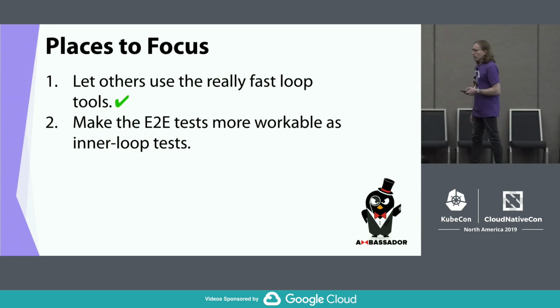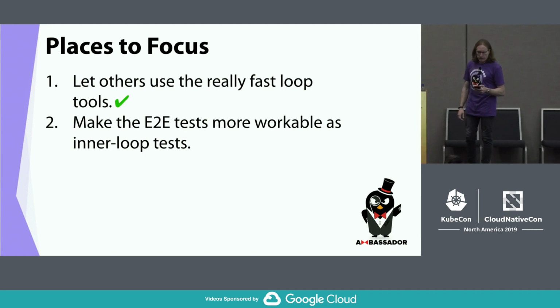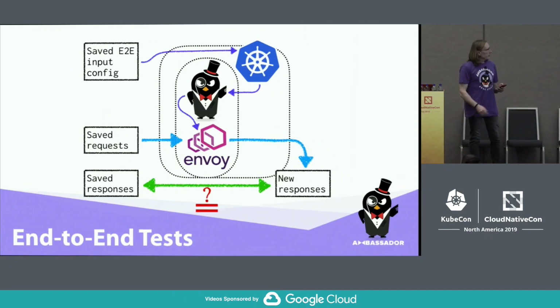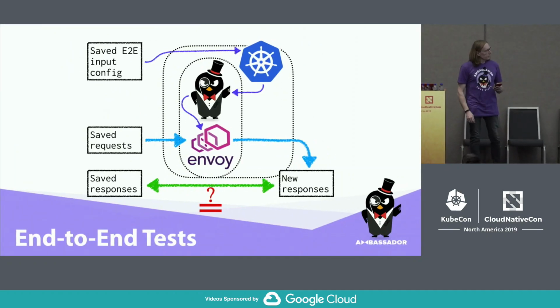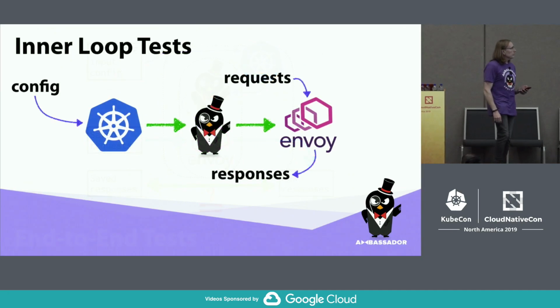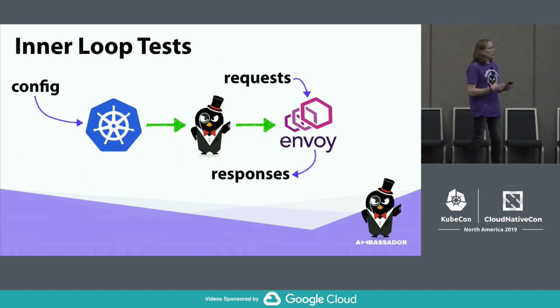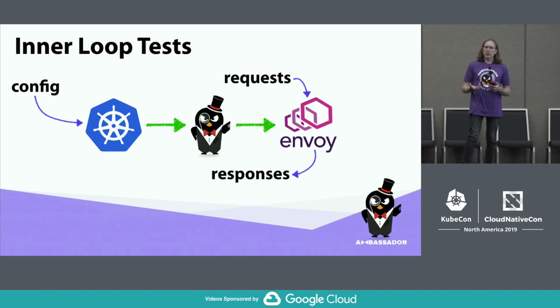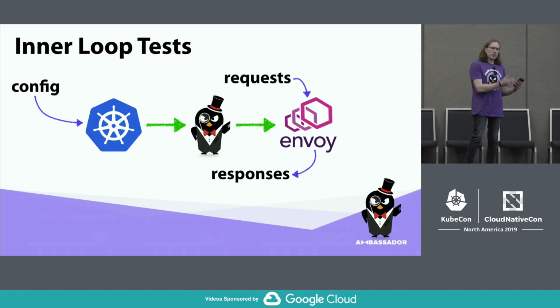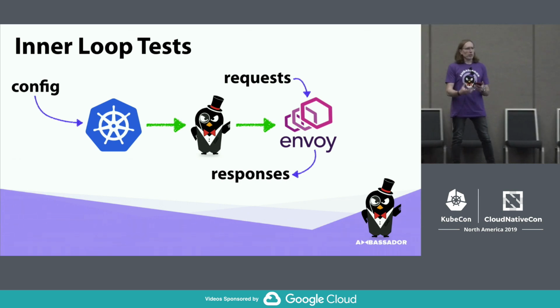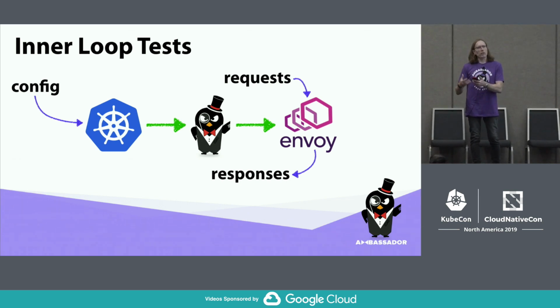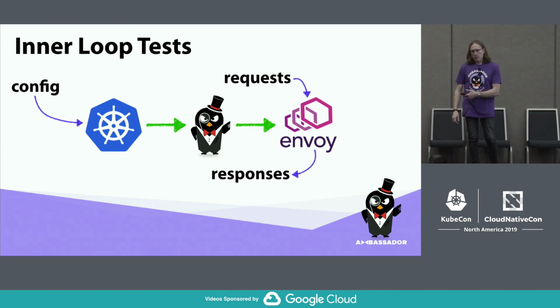The next one, though, the end-to-end test, that was still something of a challenge. This is the picture from before. We can redraw it to talk a little bit more about the high-level functionality of what's going on. We take a configuration, we save it in a Kubernetes cluster, we let Ambassador read the configuration, generate Envoy, start the Envoy running with that, and then we feed a bunch of requests through and save the responses.